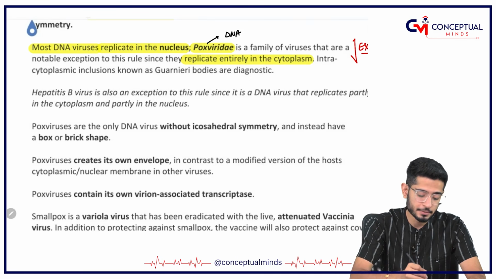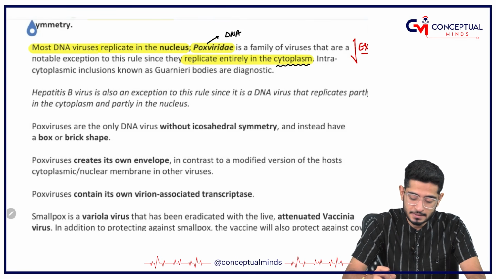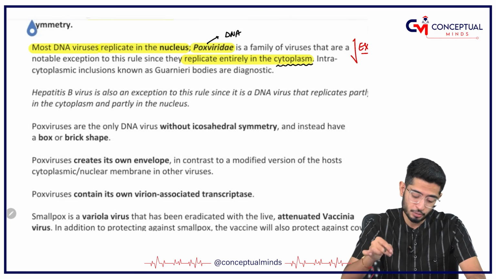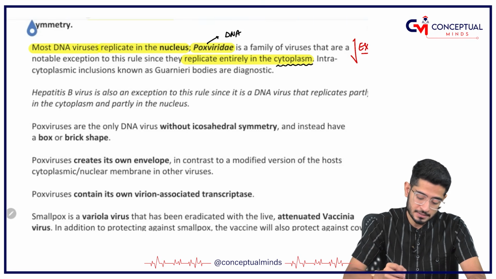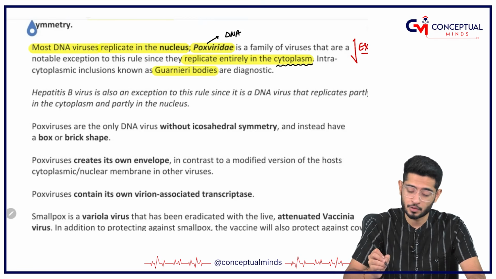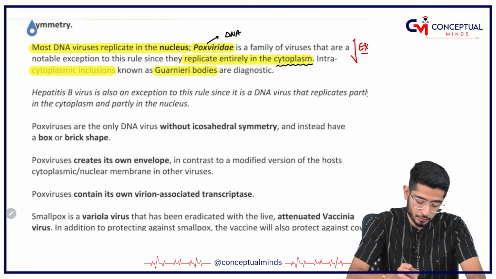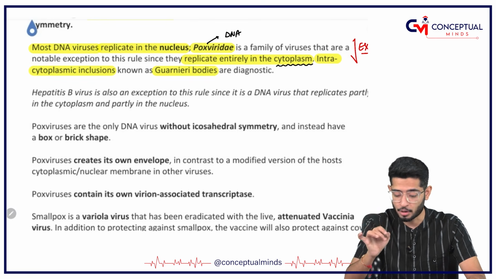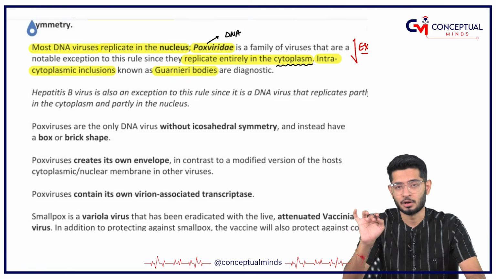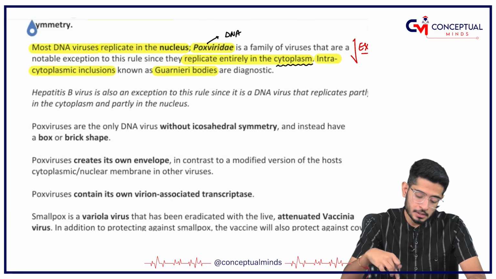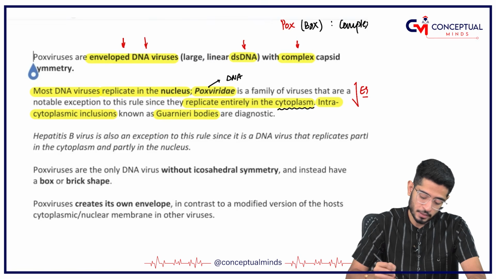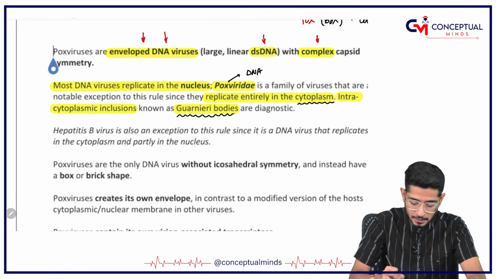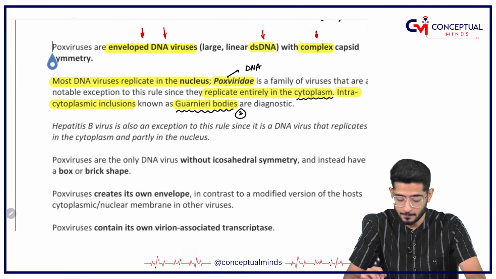Pox viruses replicate entirely in the cytoplasm, and in the cytoplasm they also have inclusion bodies, which are called Guarnieri bodies. So intracytoplasmic inclusions in the case of pox virus are called Guarnieri bodies, which are diagnostic of pox virus, right? What I have told you till now is, one, they replicate in the cytoplasm. Second, they have inclusion bodies called Guarnieri bodies.